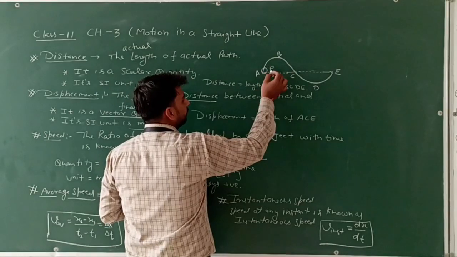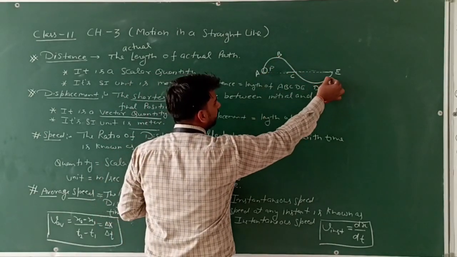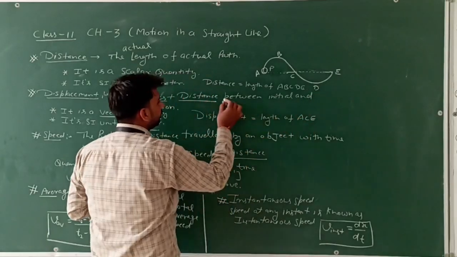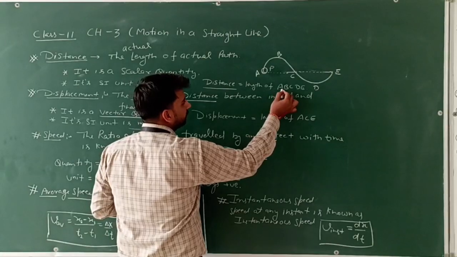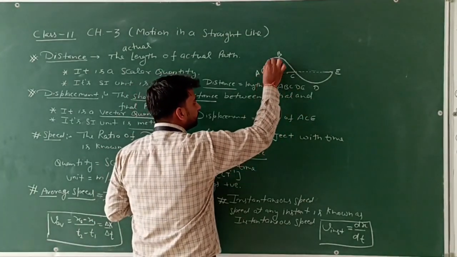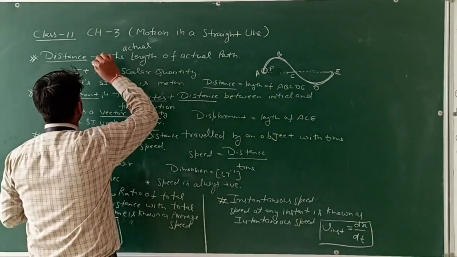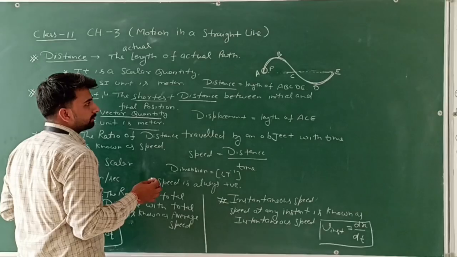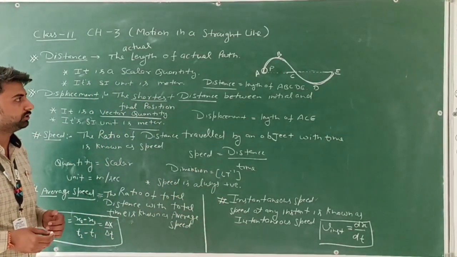this particle P moves along a curved path A, B, C, D and E. Then what is the distance? Distance is equal to the length of path A, B, C, D and E. Then the length of this path is equal to the distance. But what is the displacement? Displacement is the shortest distance between the initial and final position.